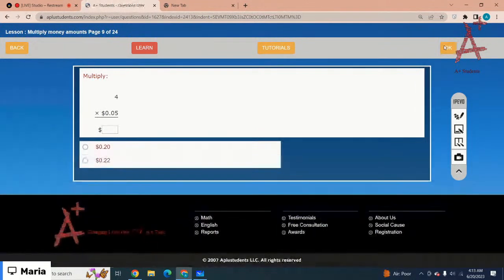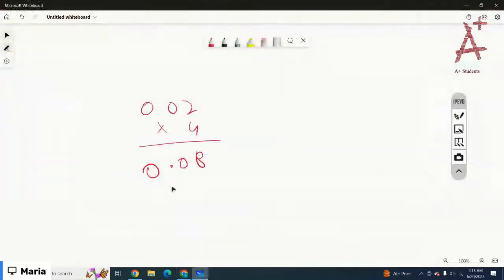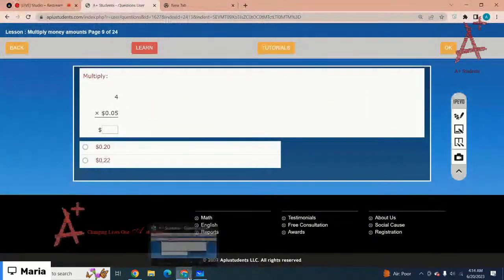Okay, the next one is you have to multiply 5 times 4 times 0.05. So which is the correct option? You have to do 0.05 times 4. So 4 times 5 makes 20. So you have to put the decimal point after two digits. So it would be 0.20. Got it? The correct option is 0.20.